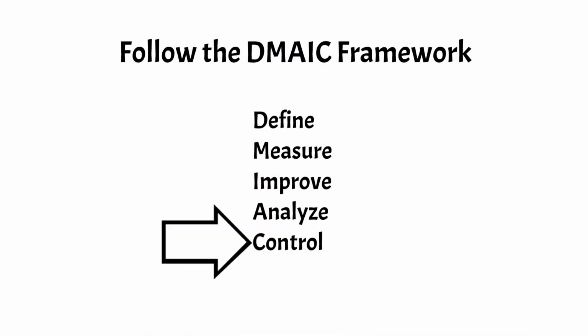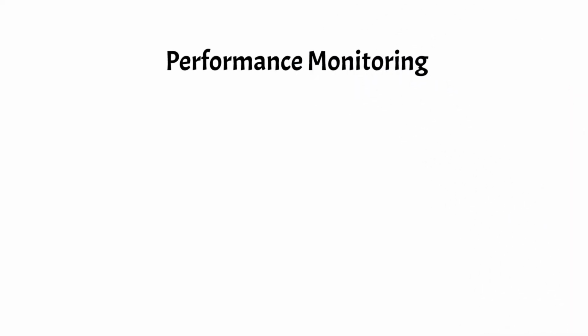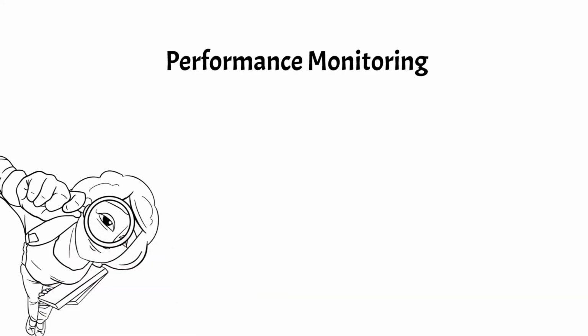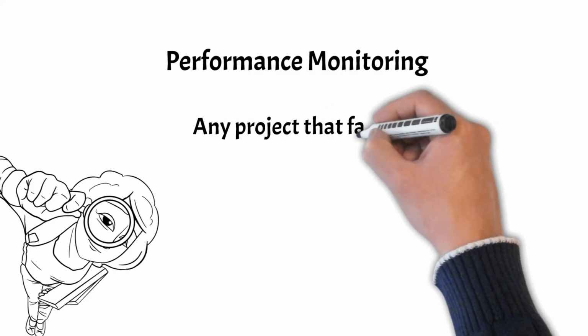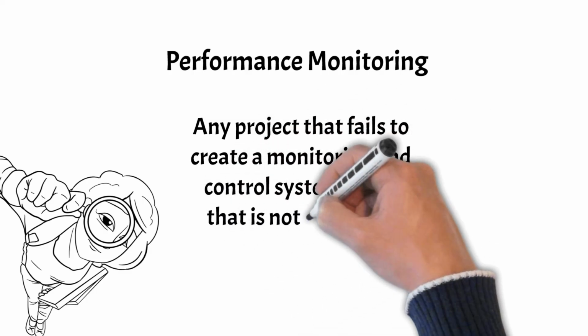Control phase. Outputs change over time, so establishing a monitoring and control system to ensure performance does not deteriorate is a critical step in Lean Six Sigma. Indeed, any project that fails to create a monitoring and control system is one that is not complete.